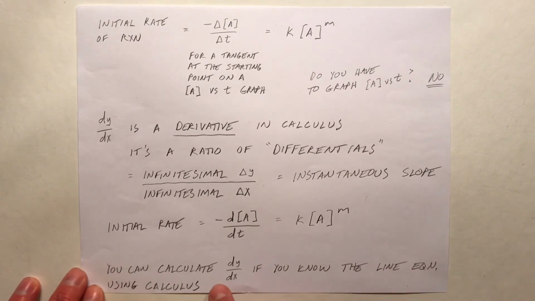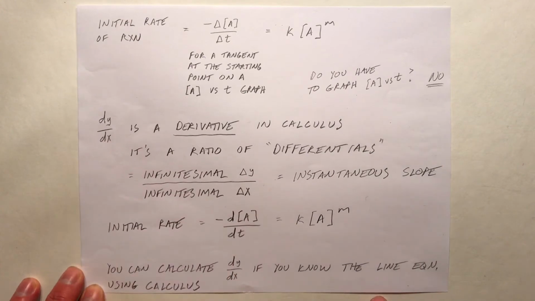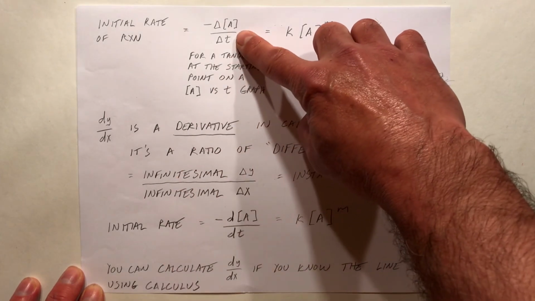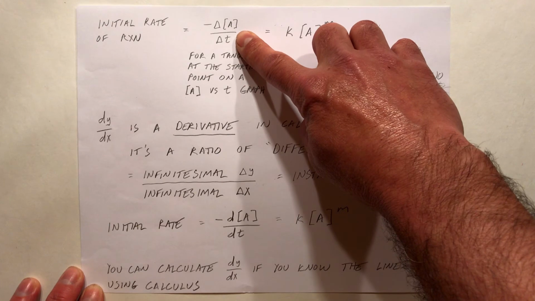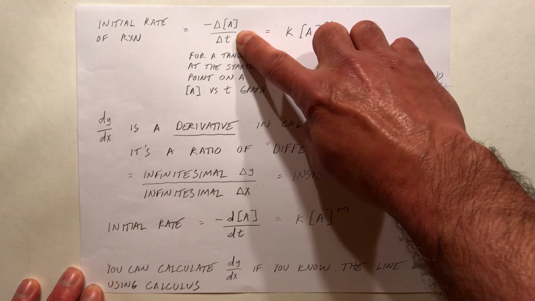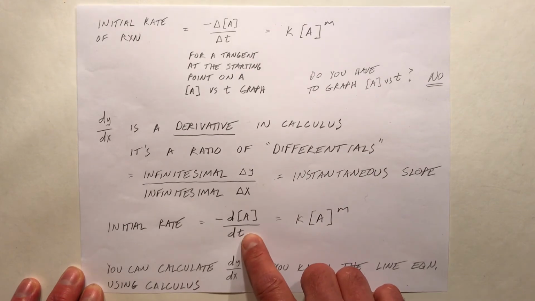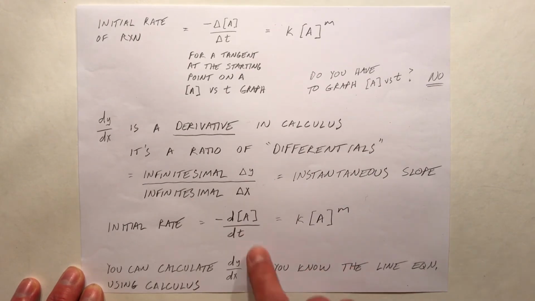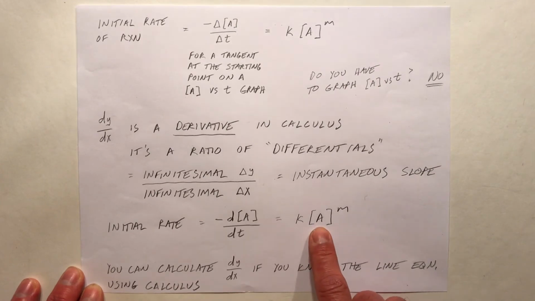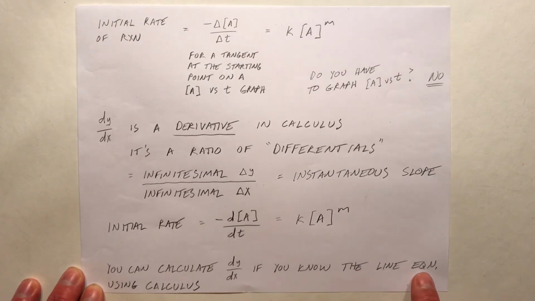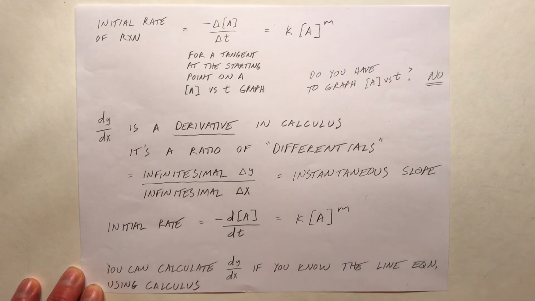So there are all different rules about how to calculate derivatives in calculus. And we can say that the initial rate, instead of being equal to the slope of the point of the initial start of the reaction expressed as the slope of the tangent, we could figure it out as the slope exactly at that point if we could do the derivative in calculus. And remember, that would be equal to whatever our differential rate law expression was. You can calculate the derivative if you know the line equation and you're using calculus.